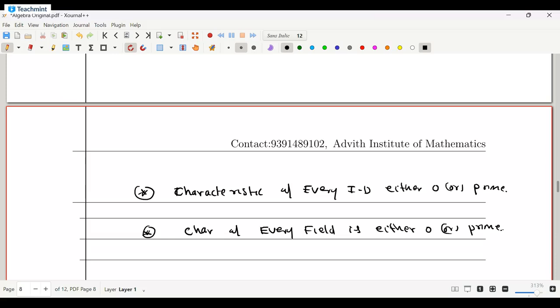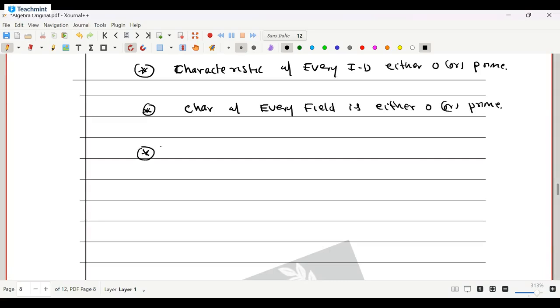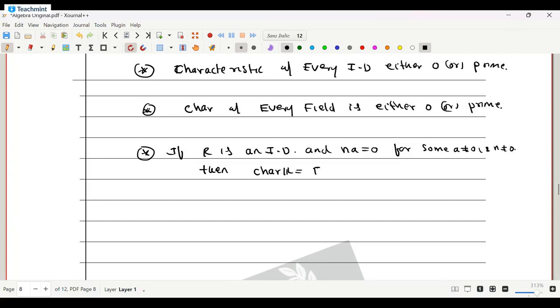Okay, next one. I am not giving the proof of this. If R is an integral domain and n times a is equal to 0 for some a not equal to 0 and n not equal to 0, then the characteristic of R should be finite. It cannot be 0. The characteristic of R should be a finite number.